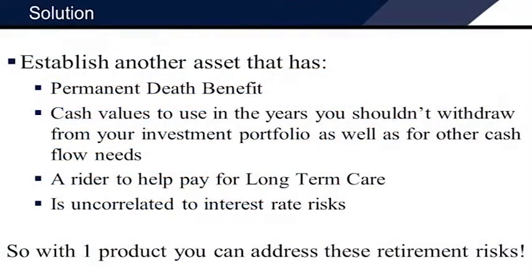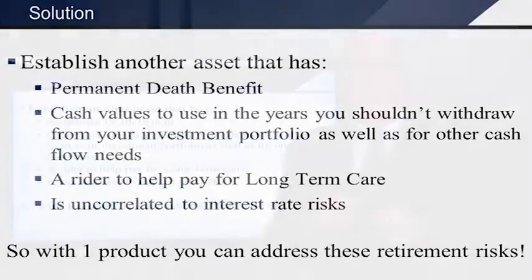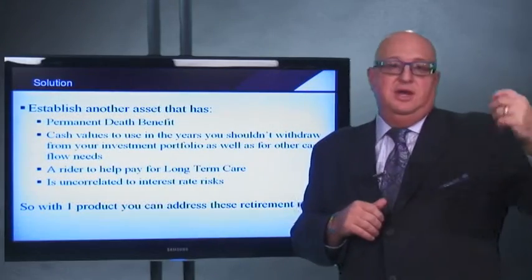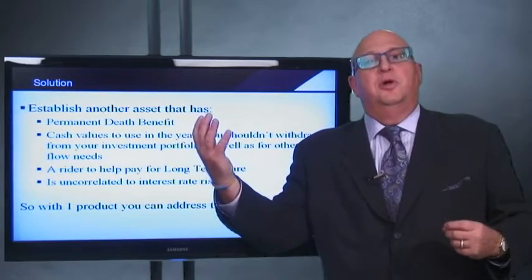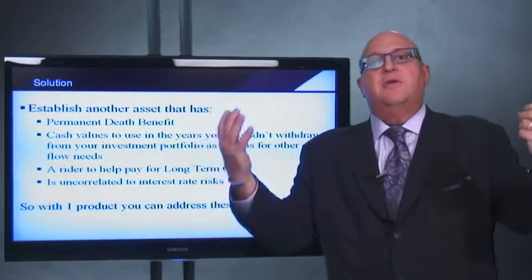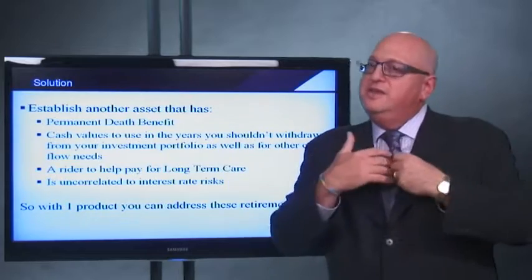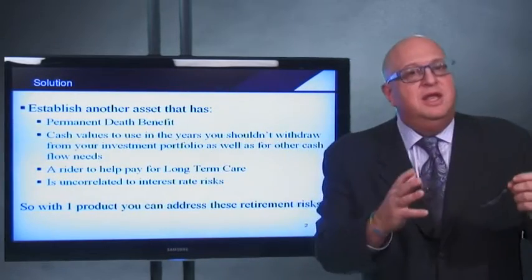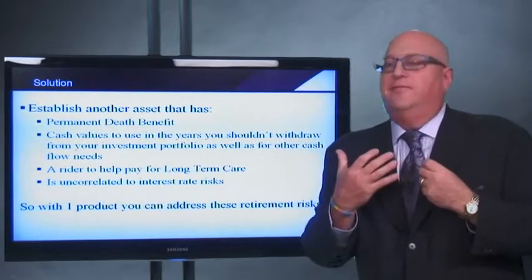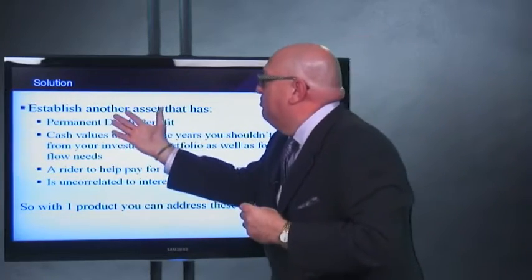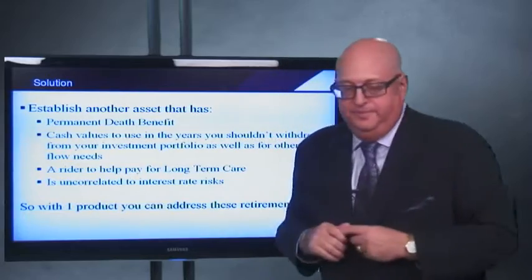So by having a permanent death benefit, a death benefit that's guaranteed for the rest of my life, it allows me a certain degree of flexibility with my retirement portfolio. In fact, if I had a $2 million death benefit, I could take my entire $2 million portfolio and annuitize it and get a guaranteed income for life that I could never outlive. So I could mitigate that risk of longevity. I can get that guaranteed income for life because the product has a permanent and guaranteed death benefit.